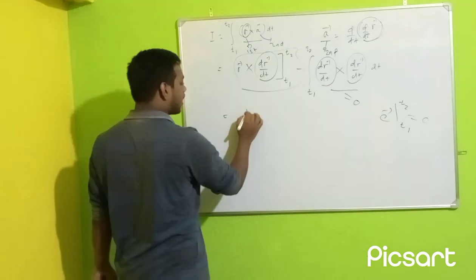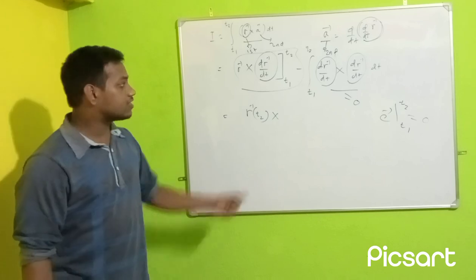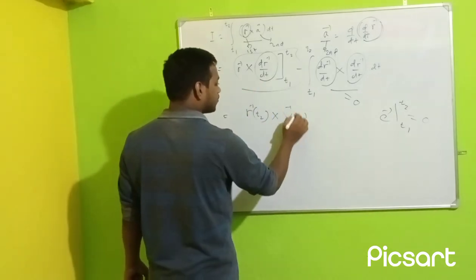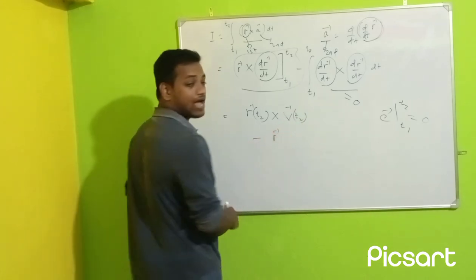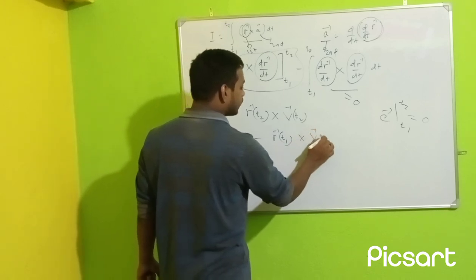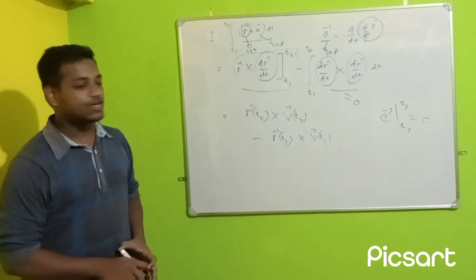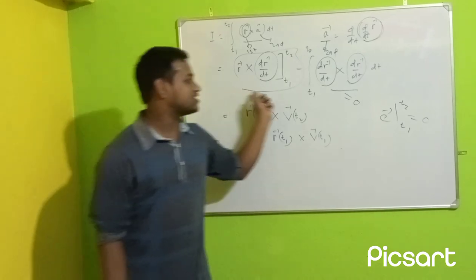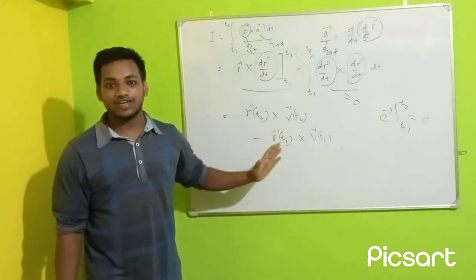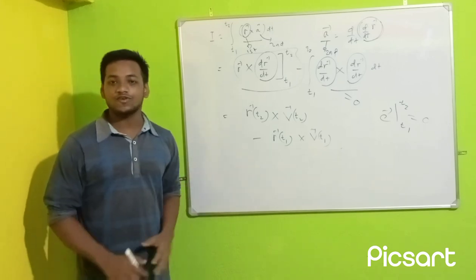And this term will be r at t2 cross with this dr by dt, which is the instantaneous velocity. So the velocity at time t2, minus the position coordinate at time t1 cross with the velocity at time t1. So this will be the solution of the question. Actually, the solution of the question is just in one line, but I have to explain the theorem. That's why it takes some time. And this question is solved. Thank you for watching this video.